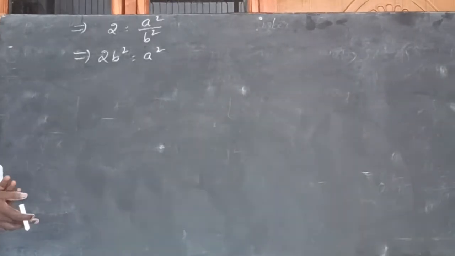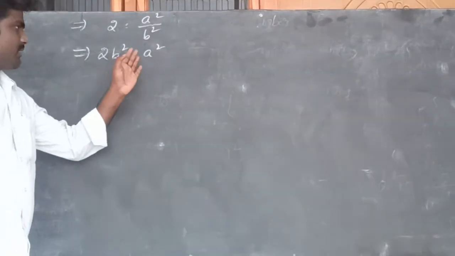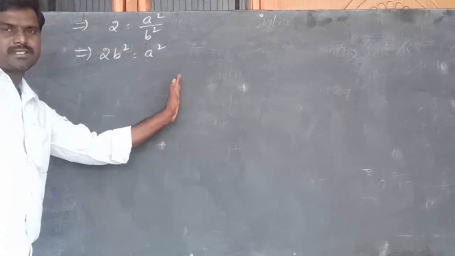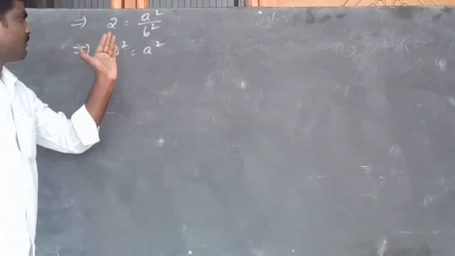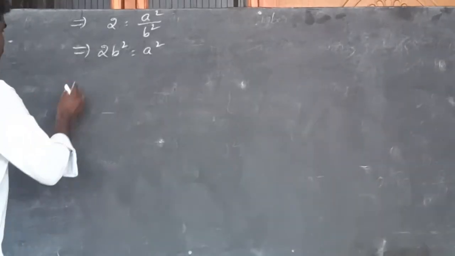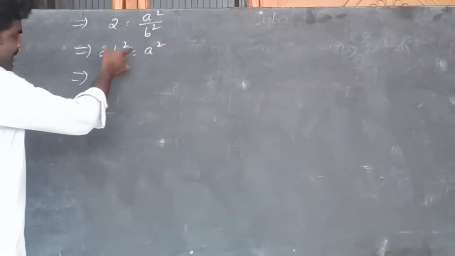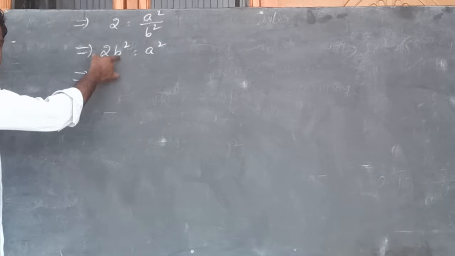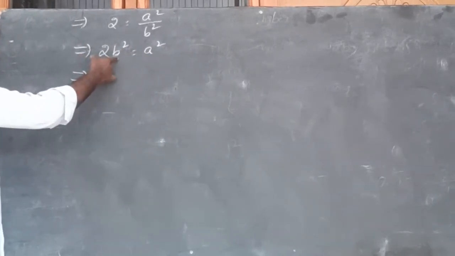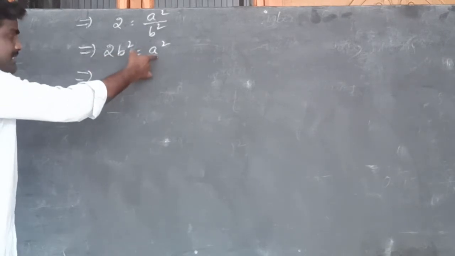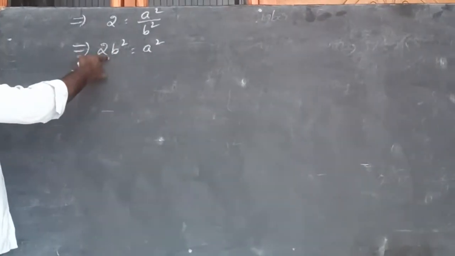Okay, how can we do it? Here by using multiples or divisibility. So first we can do multiples now. Here a square is equal to 2b square. That means a square is a multiple of 2. Okay, that means a is also a multiple of 2.